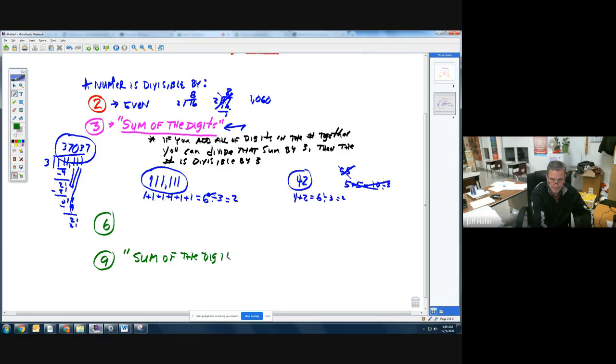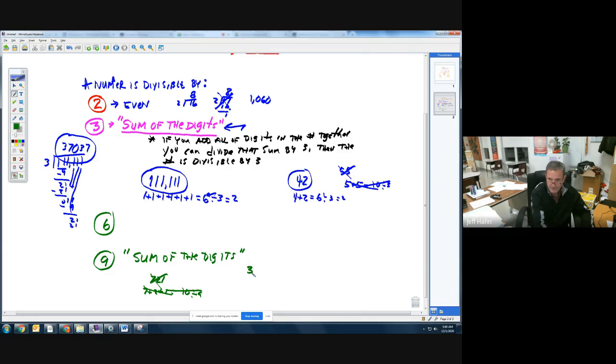The sum of the digits. Except this time, because you're doing 9 and not 3, you have to see if the number can be divided by 9. So here's an example. If I have 721, I do the sum of the digits, I get 7 plus 2 plus 1, that equals 10. Can I divide 10 by 9? I can't. So 721 is not divisible by 9.